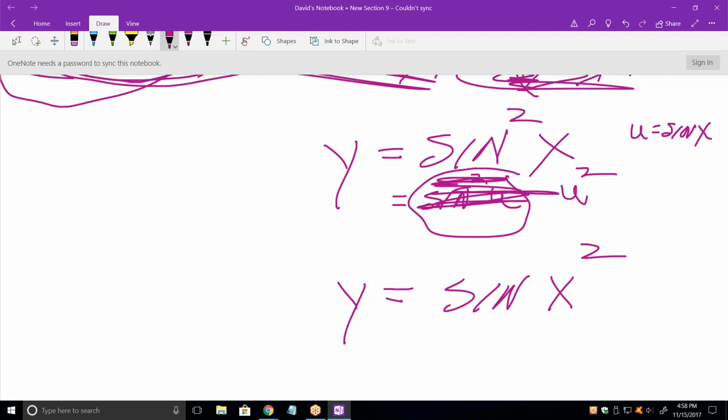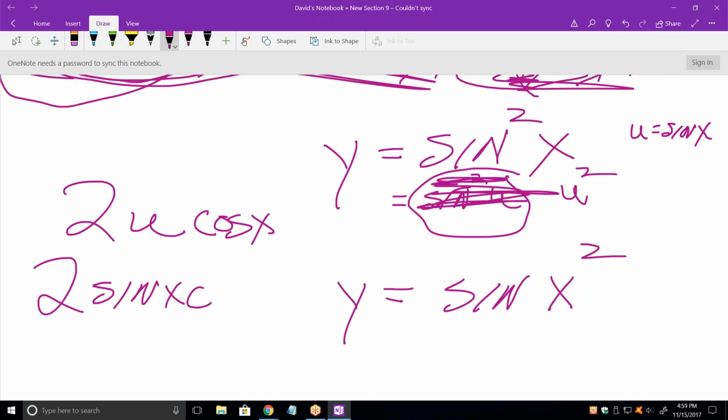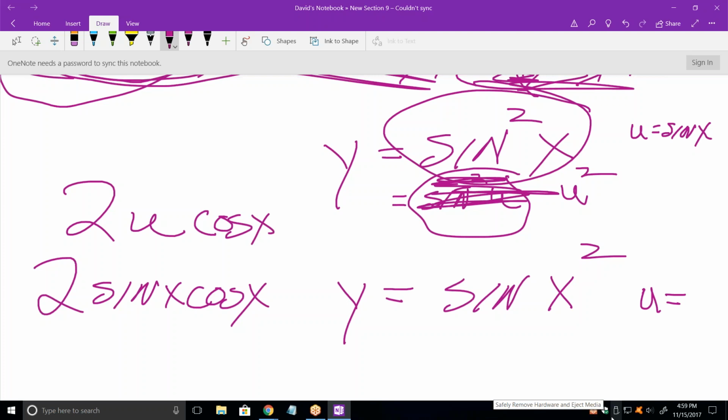And then the derivative of the outside would be 2u times the derivative of the inside, which is cosine of x. So my final answer would be 2 sine x cosine x. That's how I differentiate sine squared of x. Take the derivative of the outside times the derivative of the inside. But you've got to know what the inside is. Now, on the second problem, what would u be? Remember, once you substitute it, you got to know how to differentiate that thing.